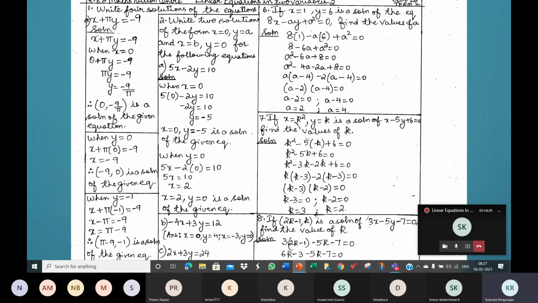If x is equal to 1, y is equal to 6 is a solution of the equation, find the values of a. So 1, 6. If 1, 6 is a solution, that is what is given like this. X is equal to 1, y is equal to 6. That means if the point 1, 6 is a solution, it's just one point, only one address it is, so this point lies on the line, the straight line.